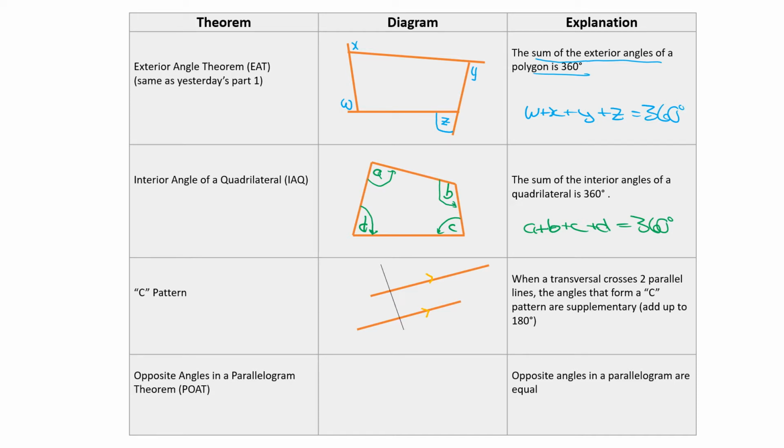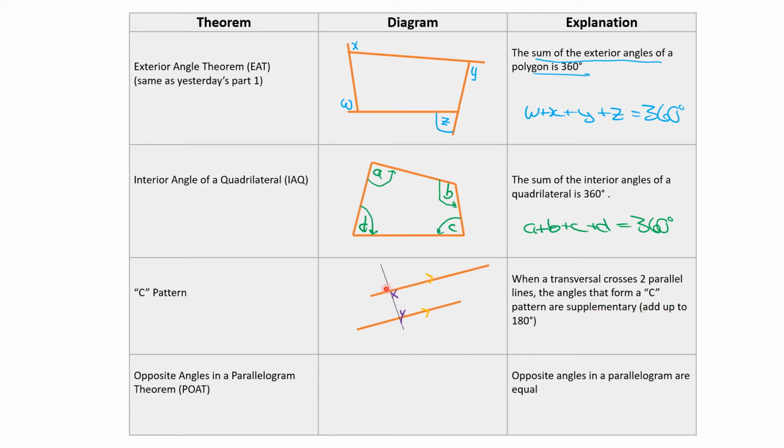Let's label these angles here. This little one in the corner is X, and this little one I'm going to call Y down there. The C pattern says when a transversal, that's the black line, crosses 2 parallel lines, the angles that form a C pattern are supplementary. You remember supplementary from our last lesson. Supplementary means they add up to 180 degrees.